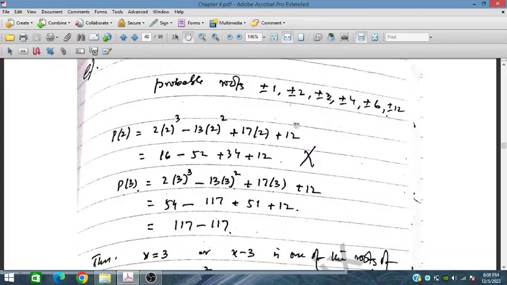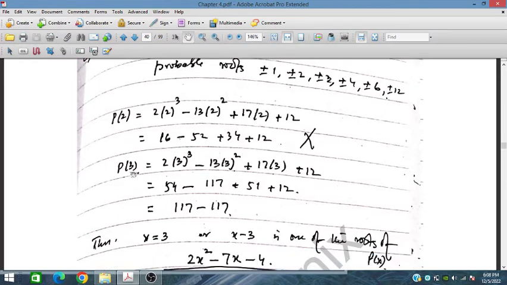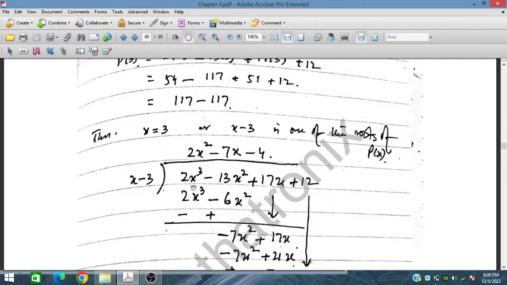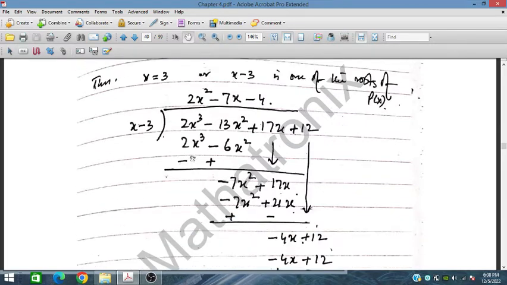Now let's try 3, and by placing 3 we see that the remainder is 0. So x equal to 3 is one of the solutions. So x minus 3 is one of the factors. So we take x minus 3 and divide this polynomial to get this quotient. How we divide, everybody knows that, because this is easy.